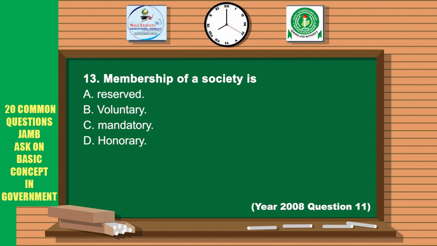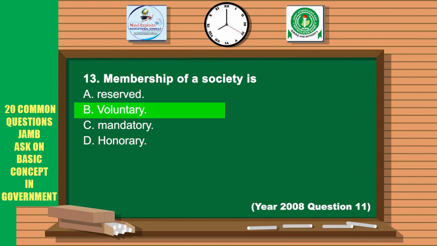Question number 13. Membership of a society is: A. Reserved, B. Voluntary, C. Mandatory, and D. Honorary. The right answer here is B. Membership of a society is voluntary. You're not coerced into being a member of Nigeria. There are people that were even born in Nigeria, but today they have said bye-bye to Nigeria. They have gone to other countries to get the citizenship of those countries, and they have actually parted ways with the society called Nigeria, and voluntarily they have joined another society.